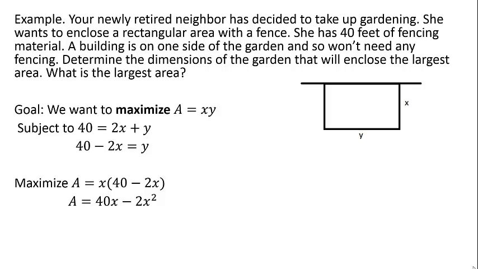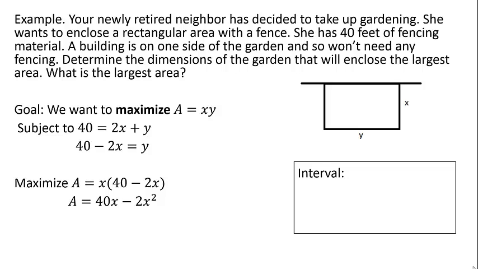Now that we have the function we hope to maximize, we need to consider an appropriate interval or domain on which our function makes sense. Since x and y both represent lengths of the sides of our garden, we want x and y to both be greater than or equal to 0. Hopefully this makes sense. We can't have a side length be negative.